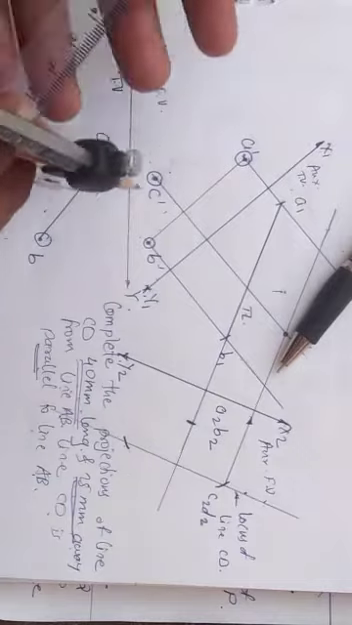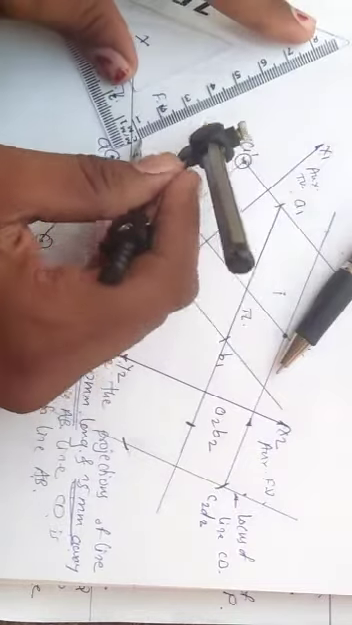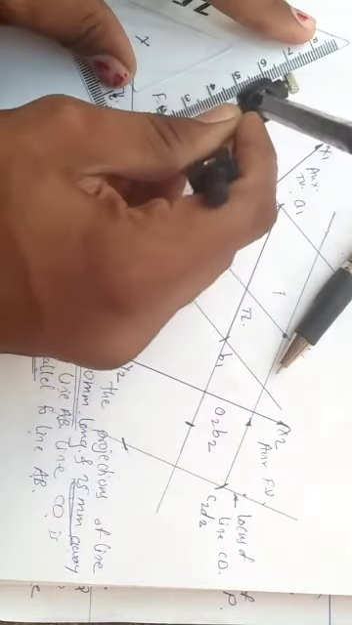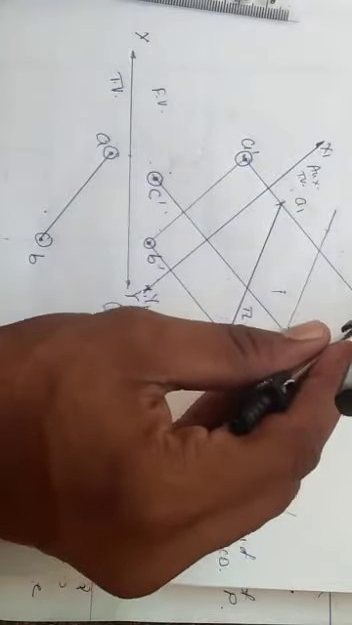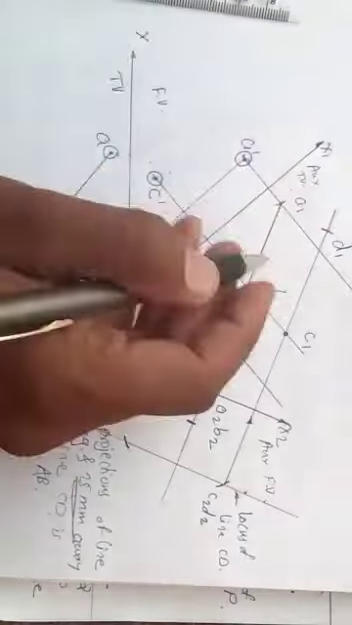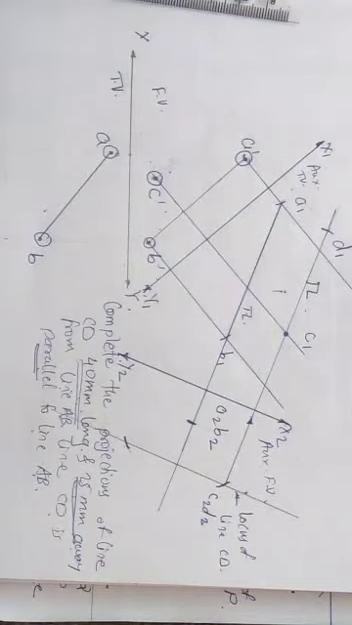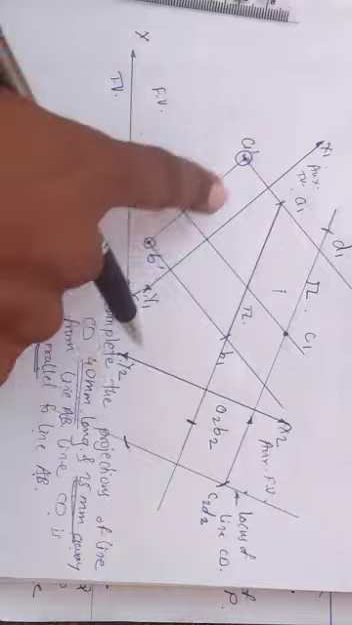So take 40 mm in compass. Keep the compass point on C and mark the arc. So here we will be getting point D1. So here is the true length of line CD, C1 D1. Now transferring point D in the previous view or in the front view. So transfer it perpendicular to x1 y1.